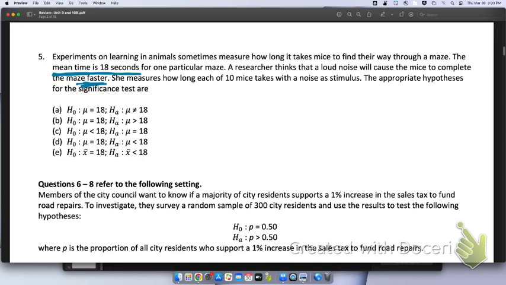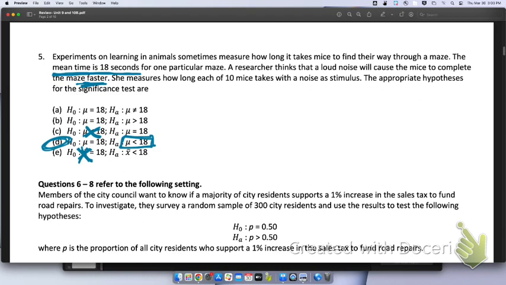The appropriate hypotheses for the significance test are: we can immediately mark off C because we don't use a less than in a null hypothesis. We can immediately mark off E because we never use X bar in our null hypothesis. She's thinking and testing whether a loud noise makes them do the maze faster. So a faster completion would decrease the time it takes them. And so that would be a mean less than 18. So that would be D.